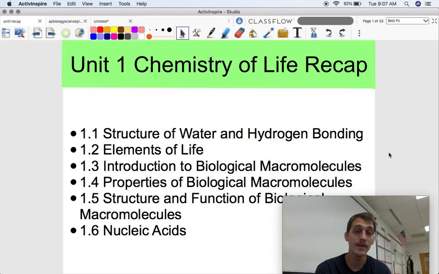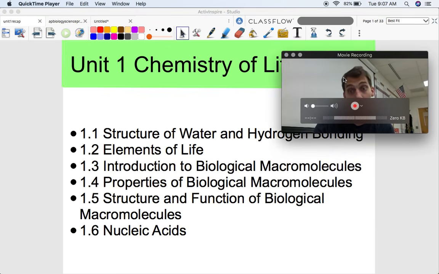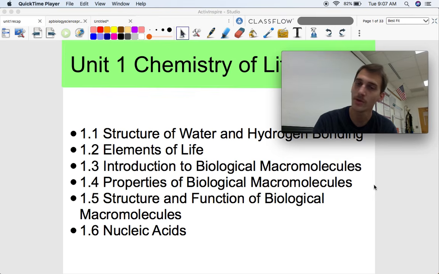These are the 6 topics in AP Biology, Unit 1. 1.1, Structure of Water and Hydrogen Bonding. Number 1.2 is Elements of Life. 1.3, Introduction to Biological Macromolecules. 1.4, Properties of Biological Macromolecules. 1.5, Structure and Function of Biological Macromolecules. And number 1.6 is on nucleic acids.